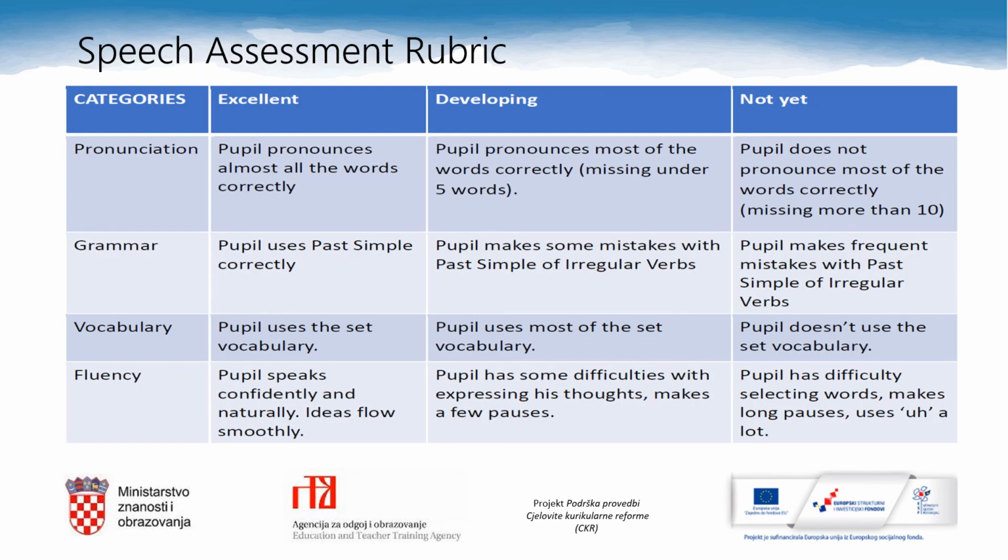Speech assessment rubric contains all necessary categories: pronunciation, grammar, vocabulary, and fluency. It is here to help you in self-assessment and to see where you need improvement.